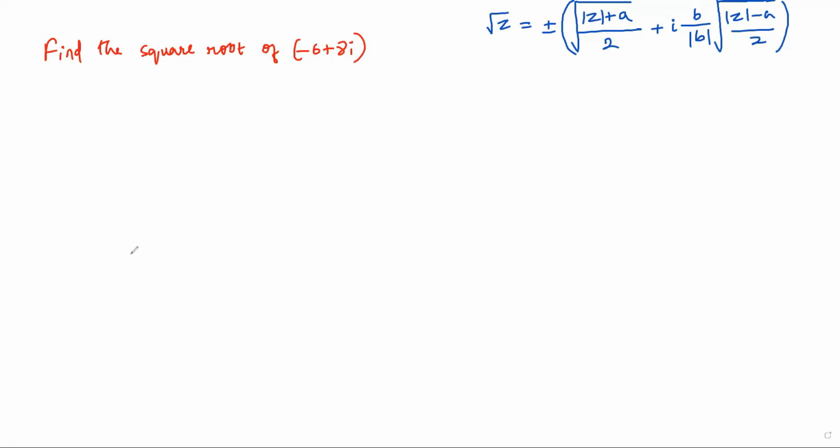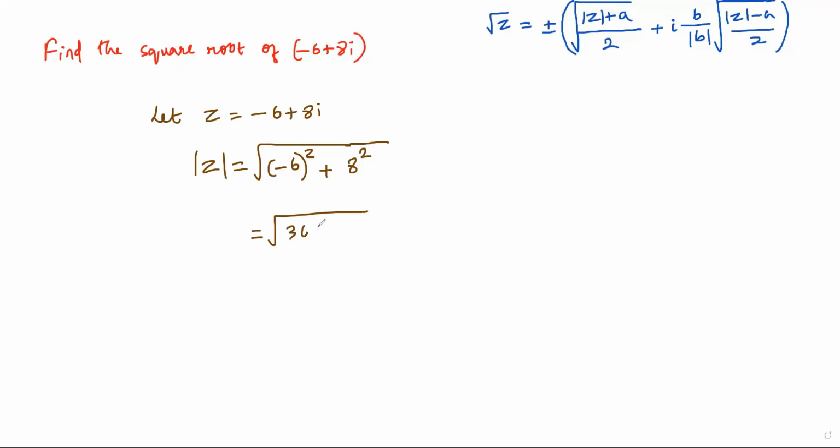Let's look at another example. Find the square root of −6 + 8i. Let z = −6 + 8i. To use the shortcut formula, we need the absolute value of z. So absolute value of z is equal to square root of (−6) squared, the real part squared, plus the square of the imaginary part, which is 8 squared. So it's 36 + 64, which gives 100. Square root of 100 is 10.